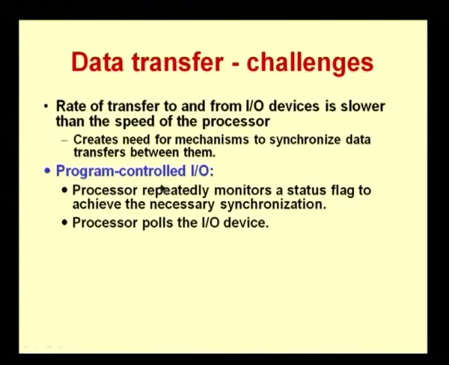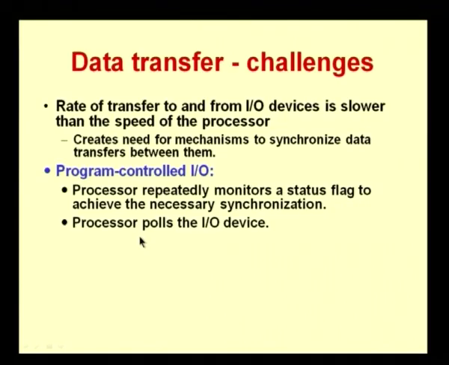That can be done under the control of the processor. The processor will repeatedly monitor a status flag to achieve the necessary synchronization. We call this a polling mode of operation, where the processor is polling the IO device. It goes and checks with each and every device, are you ready and so on. So, it is called polling the IO device. This is one method. As you can see, this normally is a slow way of doing things.